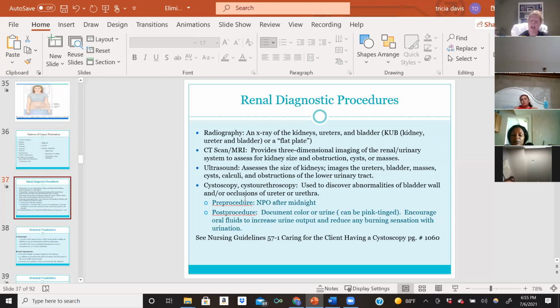Obviously, if they've had a cystoscopy, they're famous for causing trauma just from going in there. You might have a little bit of blood in there, so their urine can be pink tinged.